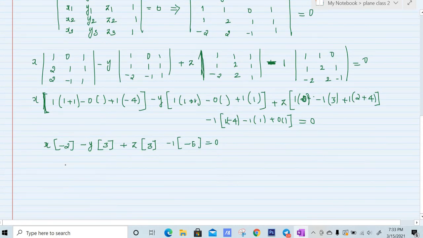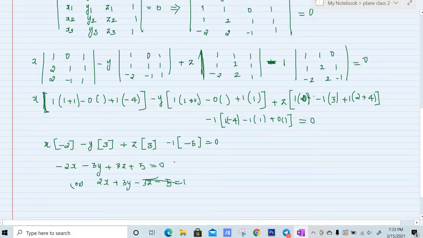So our answer will be minus 2x minus 3y plus 3z plus y is equal to 0, or if you multiply by minus, so this is the equation of the plane that is passing through these 3 points. Right?